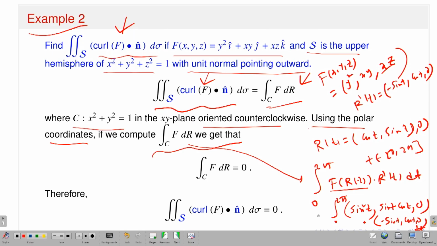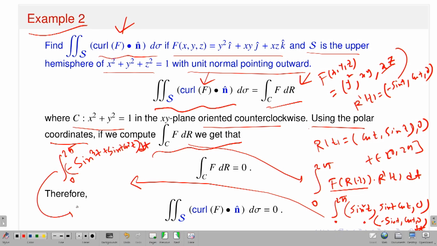Okay, you have to calculate this one. And what is that? If I do that, it is nothing but the integral from 0 to 2 pi. What will happen? You will have sine cubed t plus sine t cos squared t dt, right? You will end up with this one, and again do some calculations here.